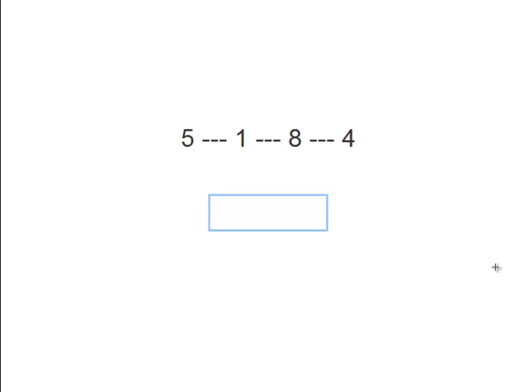So what number would we start off with? Right, the 8. Okay, next biggest number is the 5, and then the 4, and the 1. So we have 8,541.